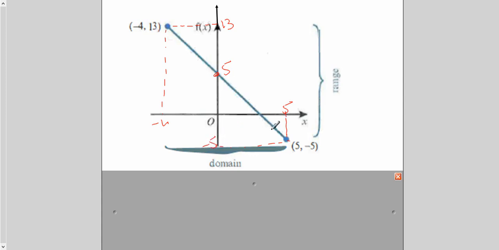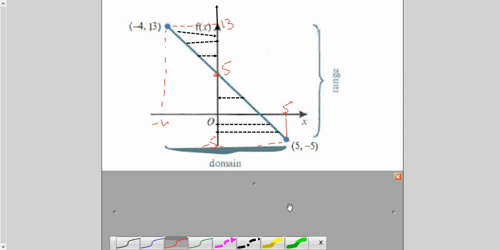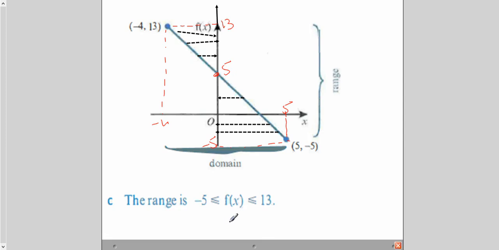So now on this blue line, what are the values of y? Values of y are in between minus 5 and 13. Because if I ask you, what is the value of y here? You will look at it like this. What is the value of y here? You will look at it like this. Here, like this. What is the value of y here? So you will look at the values of y like this. So values of y are in between minus 5 and 13. So the range of the function is between minus 5 and 13.